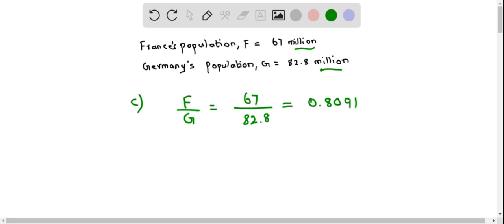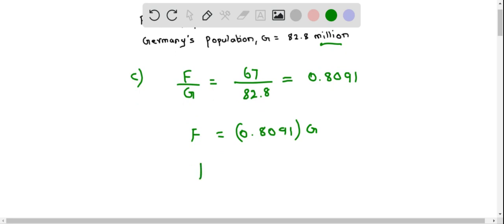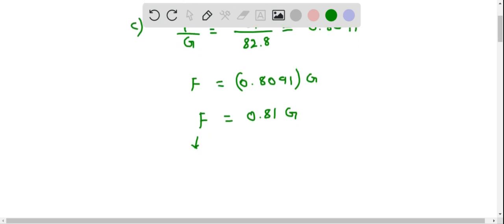0.8091. So we can now rewrite this as an equation. F equals 0.8091 times G, or we can just simply round this to two decimal places, and this gives F equals 0.81 times G. So we can express this in terms of statements as France's population is 0.81 times Germany's population. So therefore the answer to this question is 0.81.